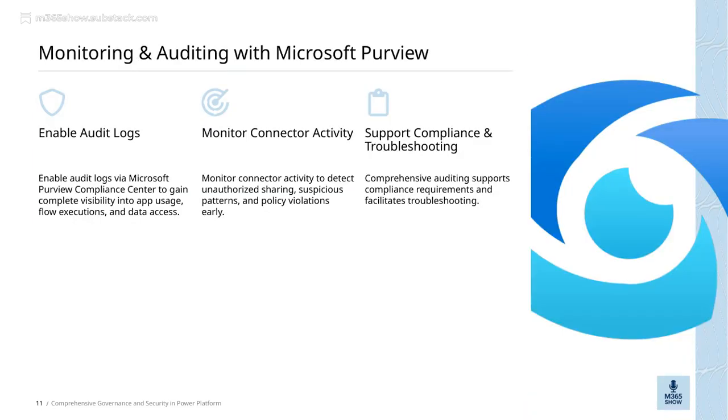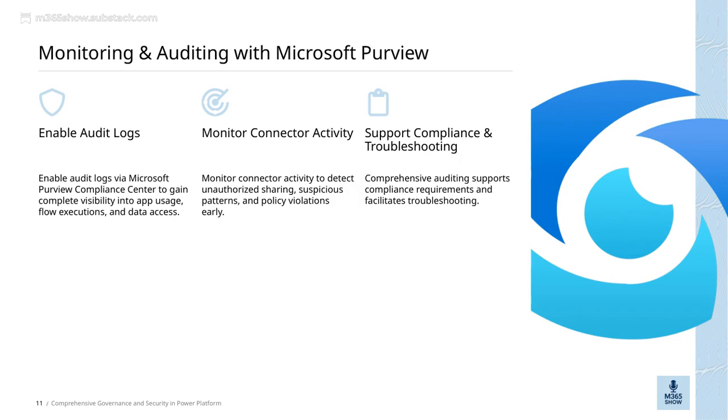Let's talk about monitoring and auditing with Microsoft Purview. This slide highlights how comprehensive governance and security are essential in the Power Platform environment. One of the key points is that thorough auditing helps us meet compliance requirements and makes troubleshooting much easier. When we have detailed audit logs, we can quickly identify issues and resolve them efficiently. Supporting compliance and troubleshooting means we're equipped to monitor connector activity closely.